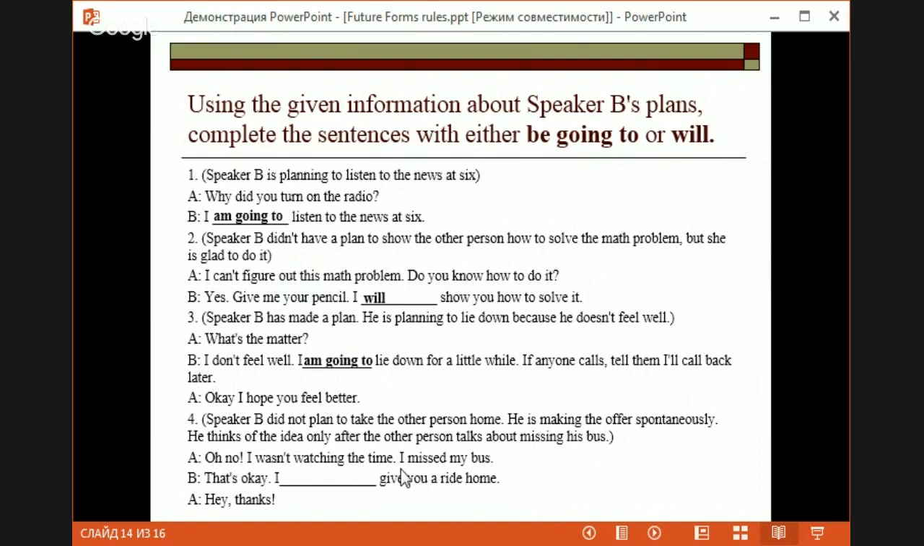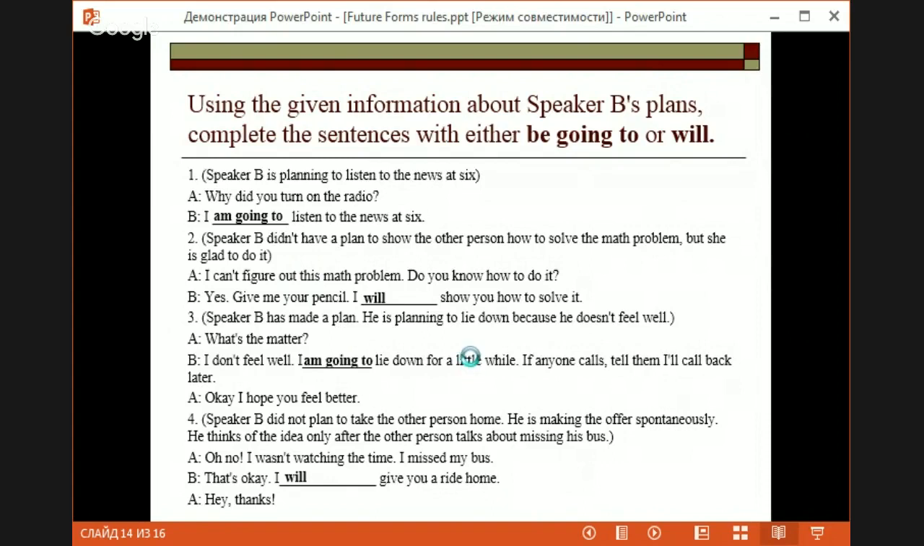It's clear. And the fourth one, speaker B didn't plan to take the other person home. He's making the offer spontaneously. Well, quite obvious answer. So, oh no, I wasn't watching the time. I missed my bus. That's okay. I will give you a ride home. Hey, thanks. I guess quite easy.